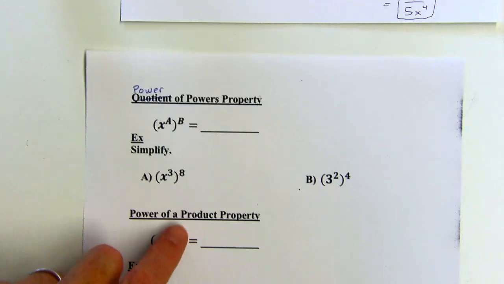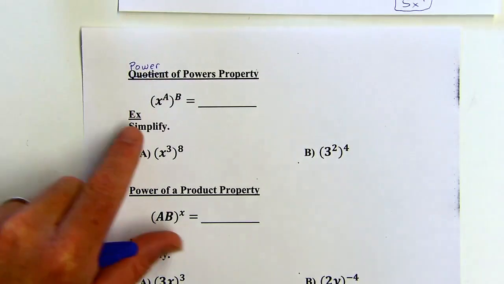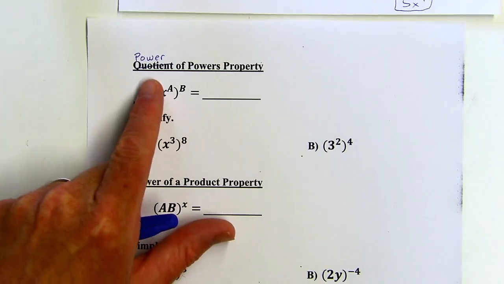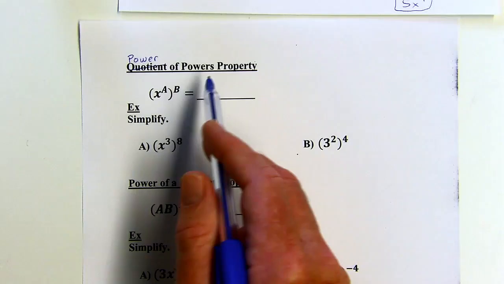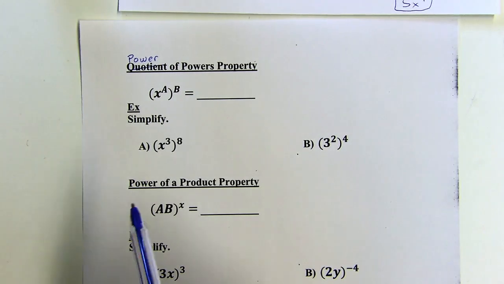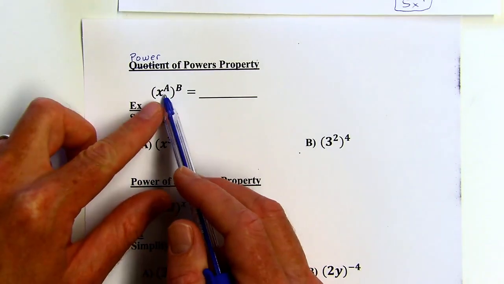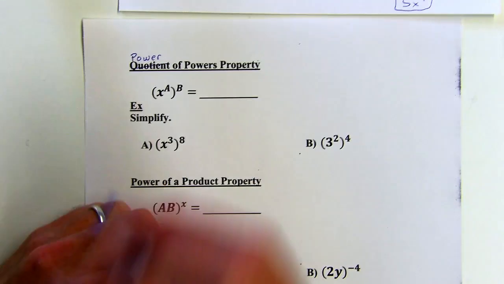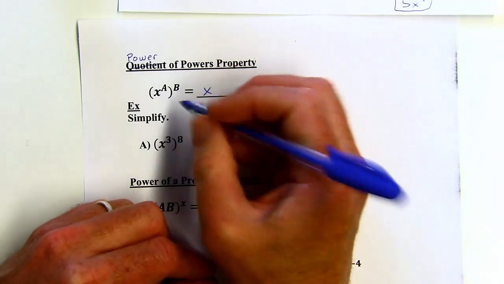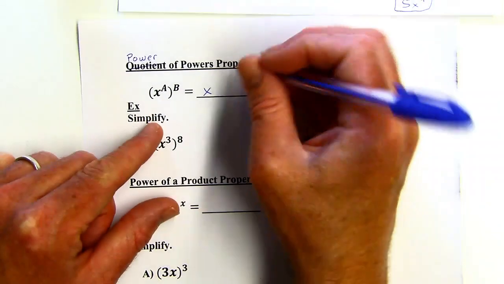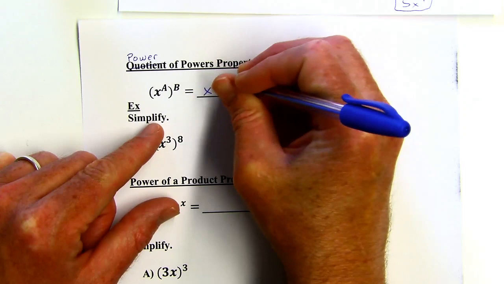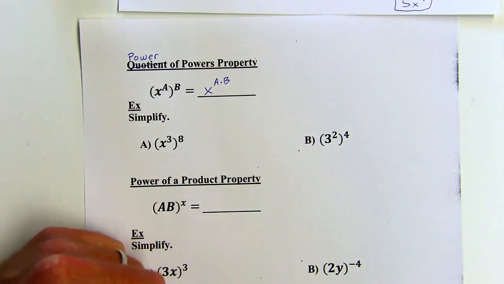On the next page, I just found a little typo because I was doing some copying and pasting. So this next thing is going to be called the power of a power property. It's supposed to say power of a power property. I'll fix that on the note-taking guide. But this is when we've got an exponent and it's raised to another exponent. And what we're going to do when it happens is multiply the exponents together. So this is going to be x to the a times b.